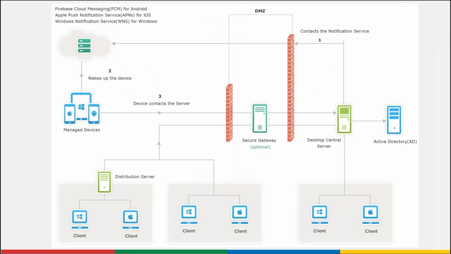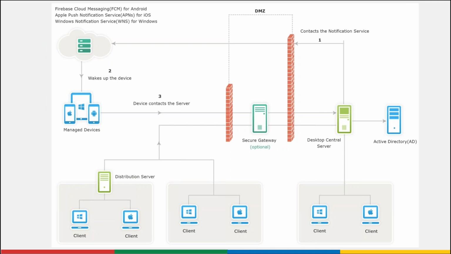Now, in order to manage the roaming users or mobile devices, they are on the internet. I have to expose the Desktop Central server on the internet, so it is going to be publicly available. It may lead to security threats. Maybe my company is not willing to allow this. For this purpose, we have an optional component called Secure Gateway. It is also called a forwarding server. This component can be installed on a Windows operating system, and you can host it on a DMZ.